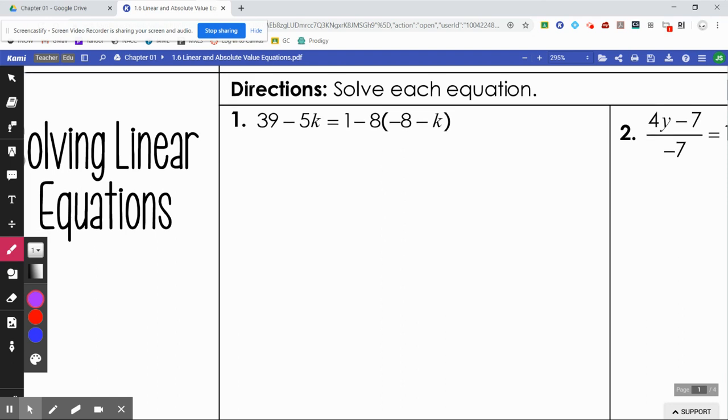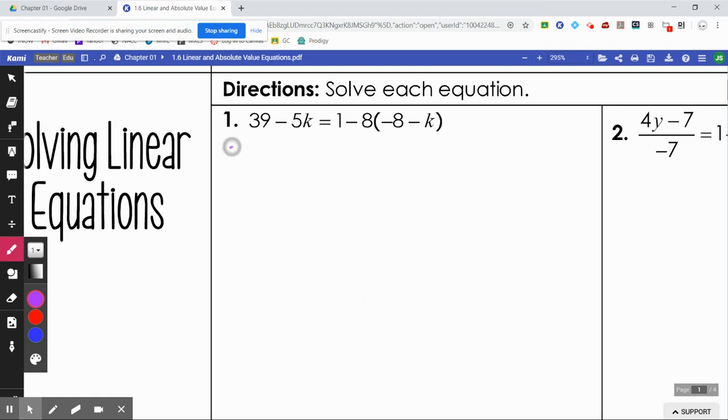Let's remove any parentheses we have, combine like terms, move your variables to one side, move your numbers to the other side, and then solve from there. So step number one, let's get rid of our parentheses. Everything else stays: 39 minus 5k equals 1. We're going to distribute negative 8. Negative 8 times negative 8 is a positive 64. Negative 8 times a negative 1 would be a positive 8k.